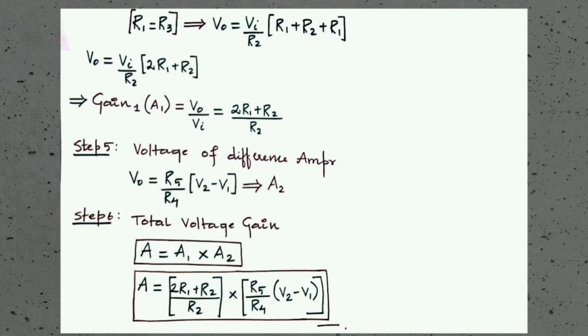Now step number 6, total voltage gain. For the total voltage gain, we have a formula: A is equal to A1 into A2. Now by substituting your stage 1 and stage 2 gains, you get the total voltage gain as A equals 2 times R1 plus R2 by R2 into R5 by R4 into V2 minus V1.